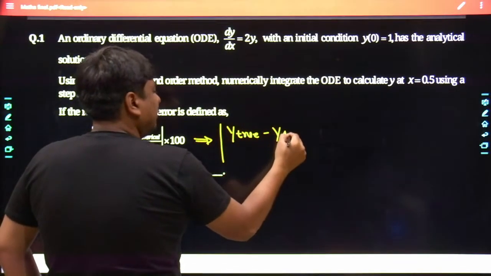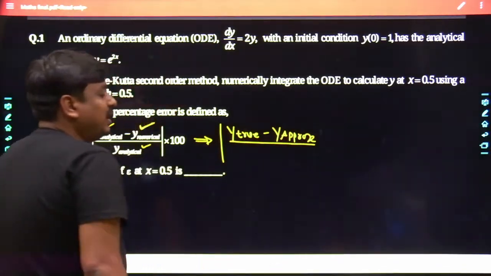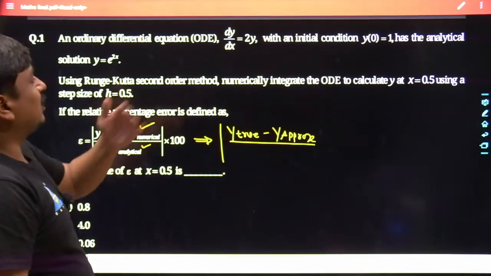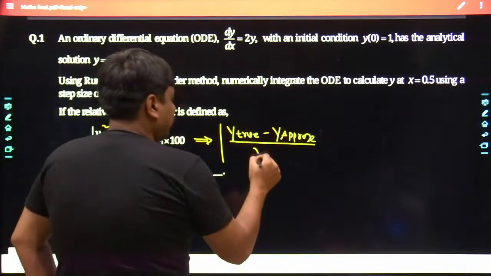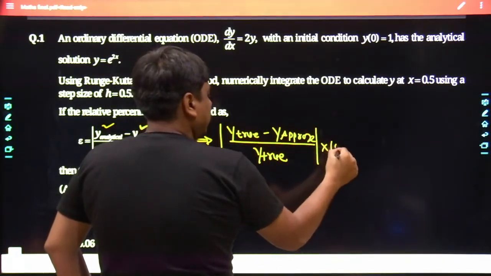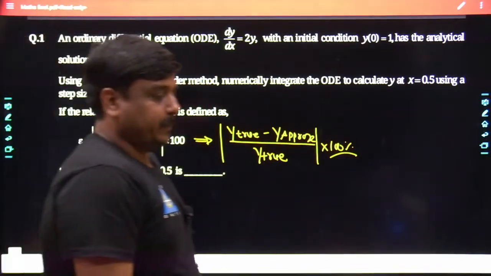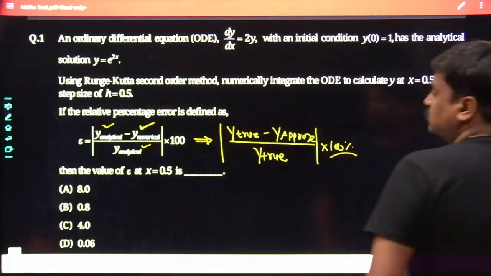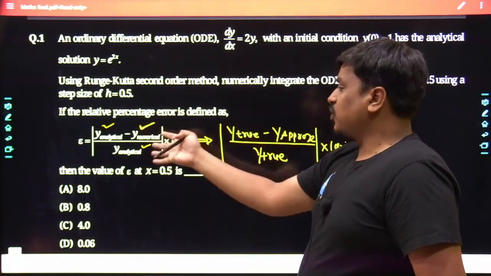minus y of approximated value. The approximation would be done by any numerical method. In this case, the numerical method we have used is the RK method, divided by y of true value, which gets multiplied by 100%. Agreed? Many students may have a doubt over this formula, from where this formula has come, my dear friends.